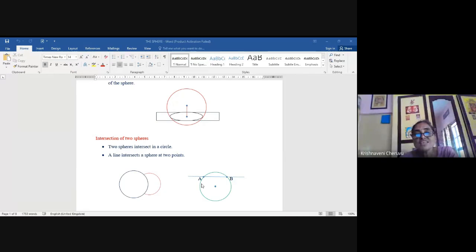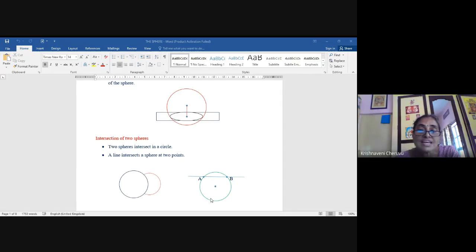And one more thing is, a line intersects a sphere at 2 points. See, here you have a sphere, girls. Imagine this as a sphere. It looks like a circle, girls. I told you we are not able to draw three-dimensional figures in the examination. So that is why I'm here also drawing only 2 dimensions.